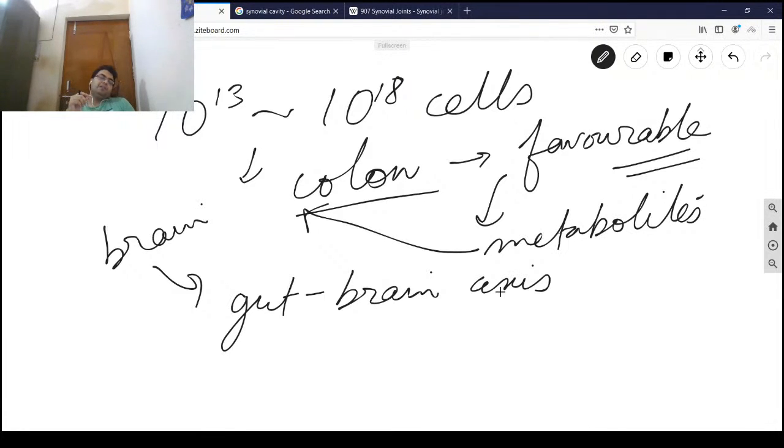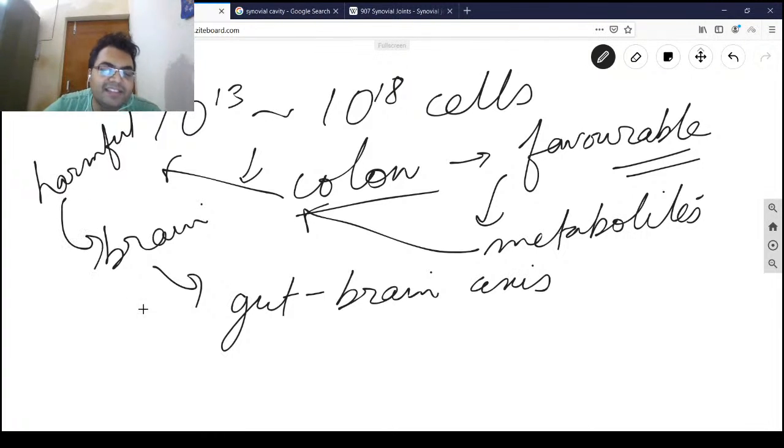In Parkinson's also, there are dopamine secreting neurons. If you have heard of dopamine as a neurotransmitter, in the midbrain there is a portion known as substantia nigra. In that region, dopaminergic neurons degenerate or die. Because of these specific metabolites, if there are too many harmful bacteria, then harmful metabolites can be generated. They can reach the brain and cause that disease.